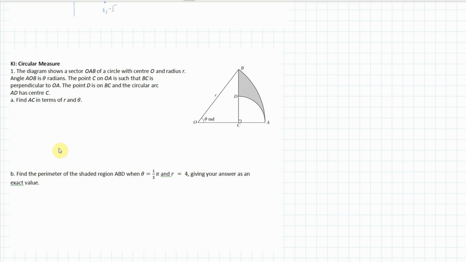The diagram shows a sector OAB of a circle with centre O and radius R. Angle AOB is theta radians. The point C on OA is such that BC is perpendicular. Okay, right, yep, fine. And the point D is on BC. Yes, I can see that. And the circular arc AD has a centre C. And we've got to find AC in terms of R and theta.